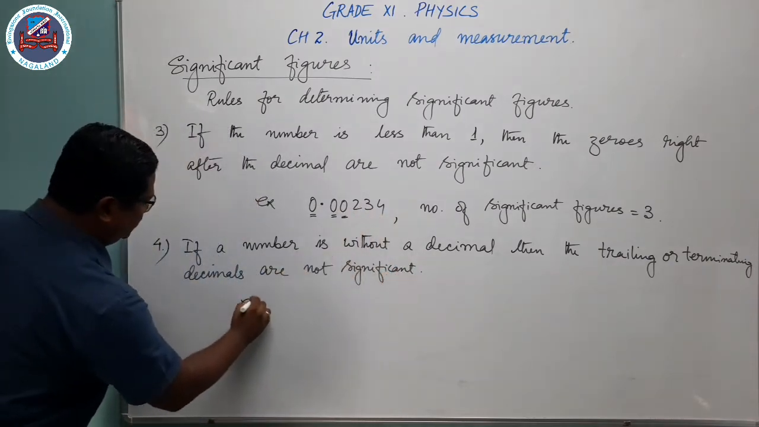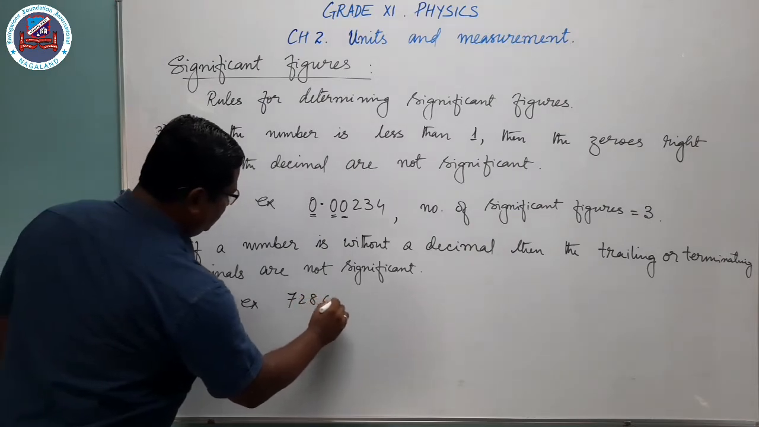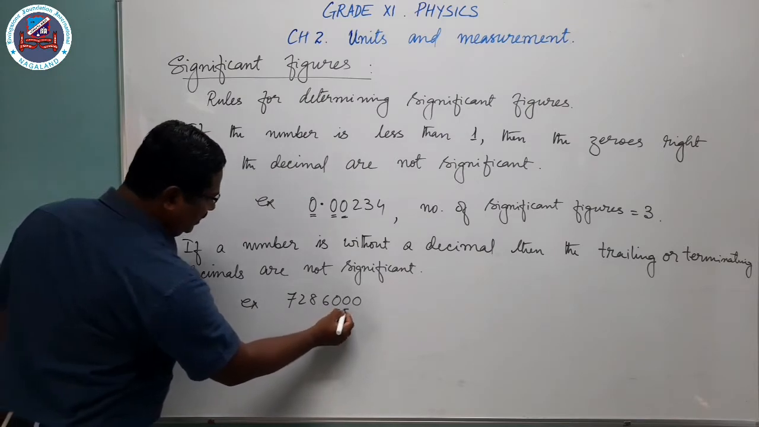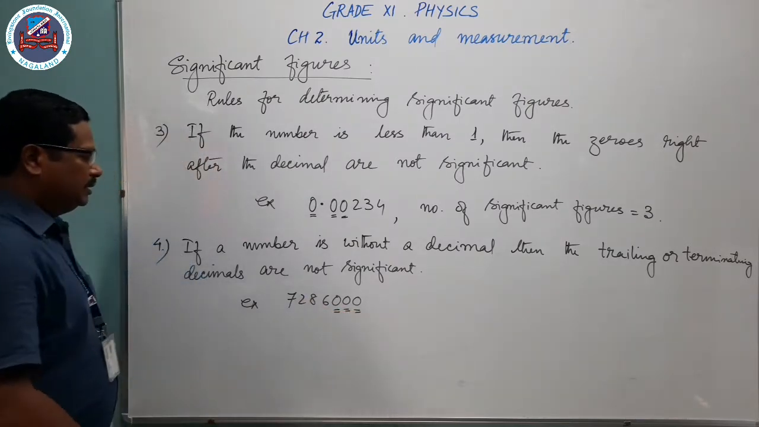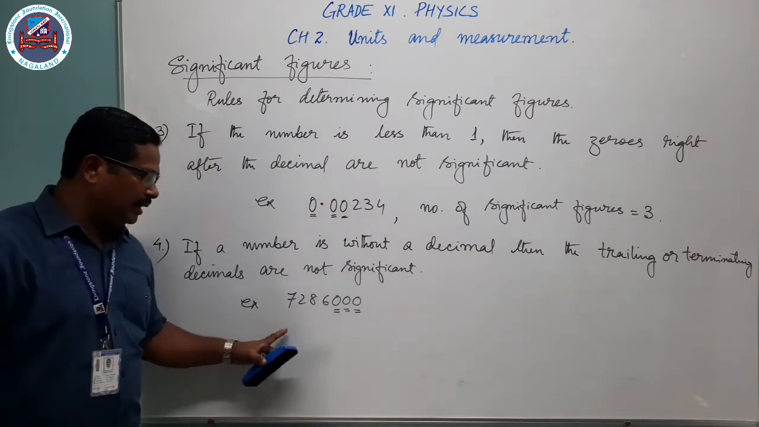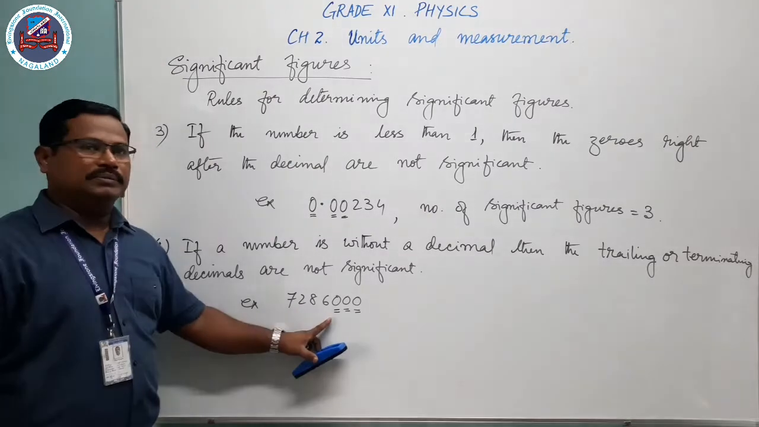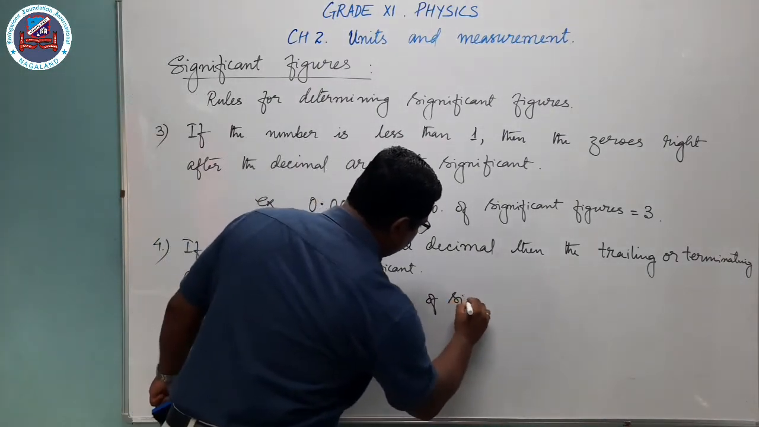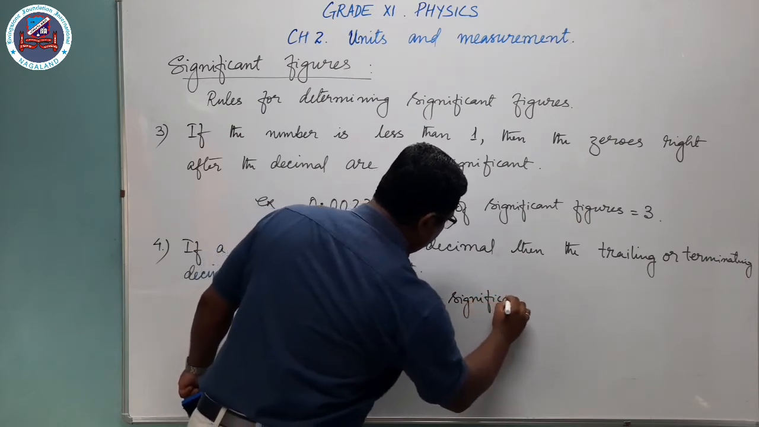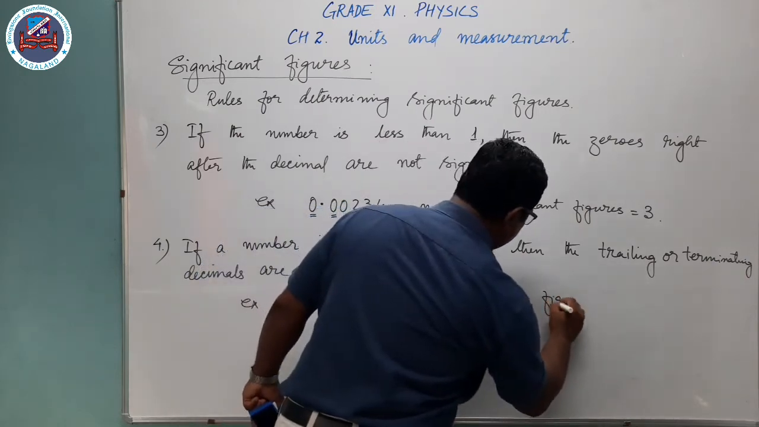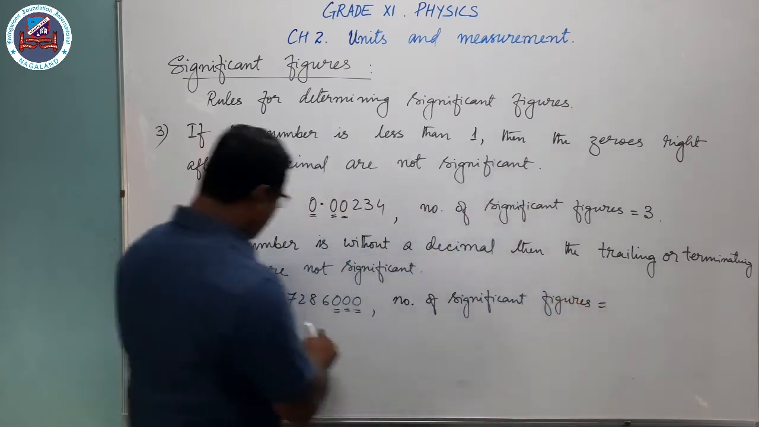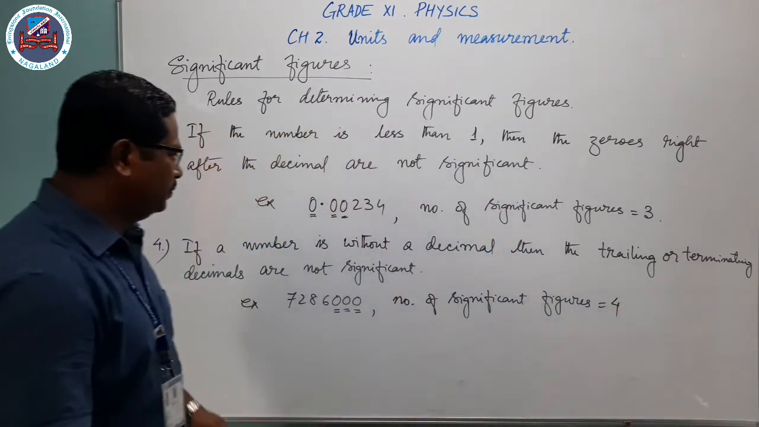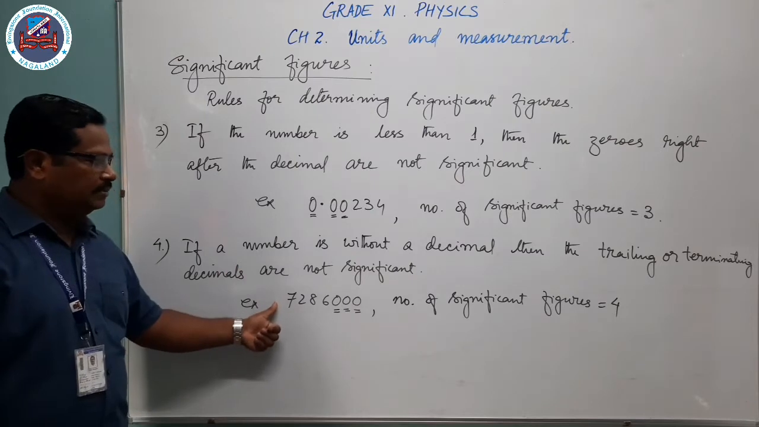Suppose you have a number like this, 7286000. Then these zeros that you can see, they are trailing at the end, they are not significant. Only the significant numbers here are 7, 2, 8 and 6. So in this case, the number of significant figures will be 1, 2, 3 and 4. So it will be 4, for a number without any decimal point.